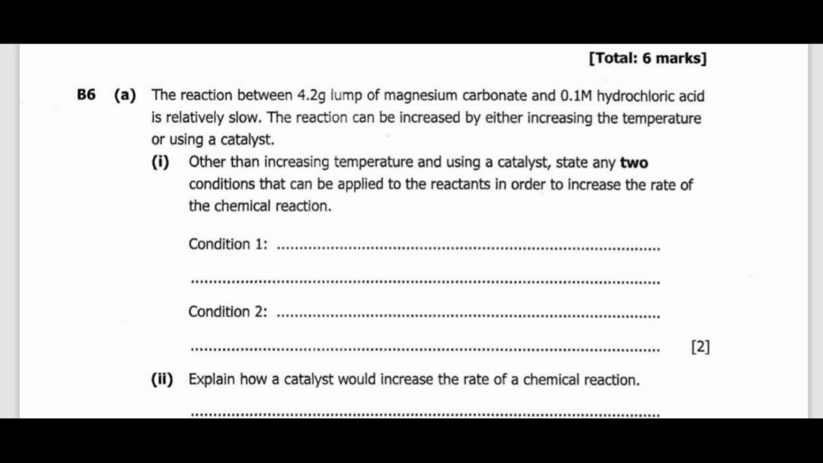B6. The reaction between a 4.2 gram lump of magnesium carbonate and 0.21 molarity hydrochloric acid is relatively slow. The reaction can be increased by either increasing the temperature or using a catalyst. Roman number 1. Other than increasing temperature and using a catalyst, state any 2 conditions that can be applied to the reactants in order to increase the rate of chemical reaction.